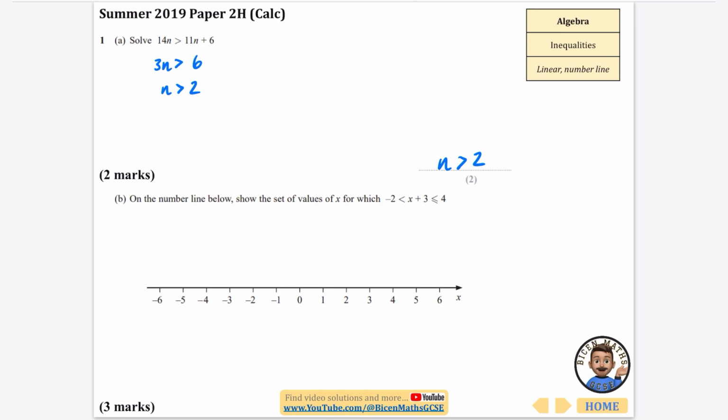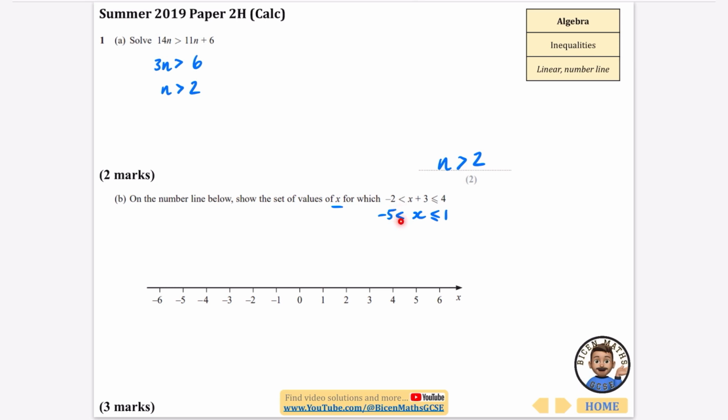It then says on the number line below, show the set of values of x for which x plus 3 is in between -2 and 4. Well, because they want us to do it for x, we're going to actually have to solve this inequality, which means I'm going to take away 3 from the middle part, which means I also need to take away 3 from here, and I need to take away 3 from here. So I'm actually showing that x is between -5 and 1.